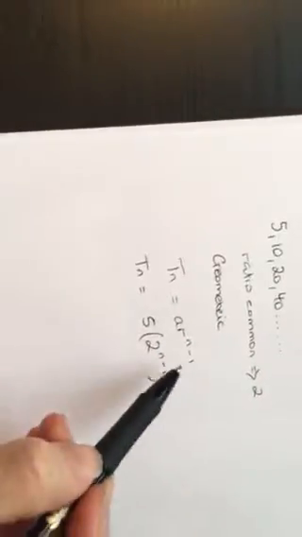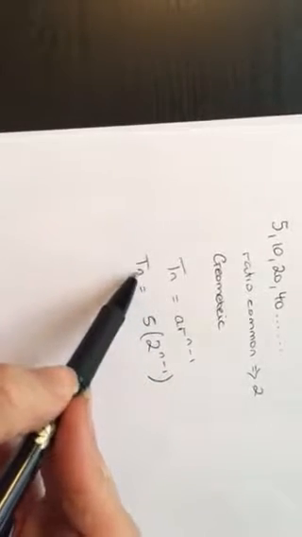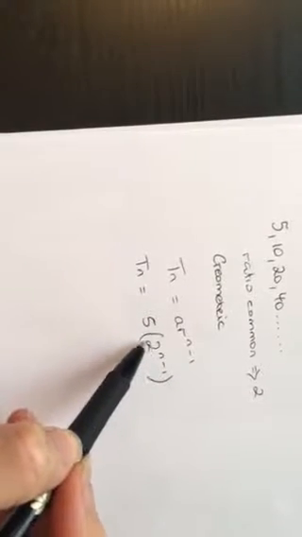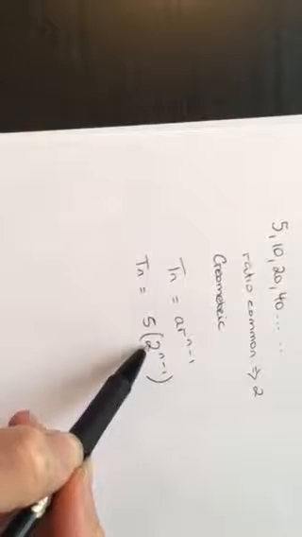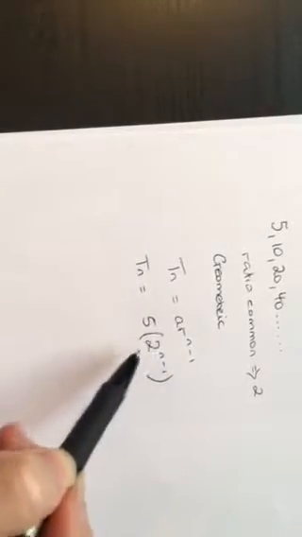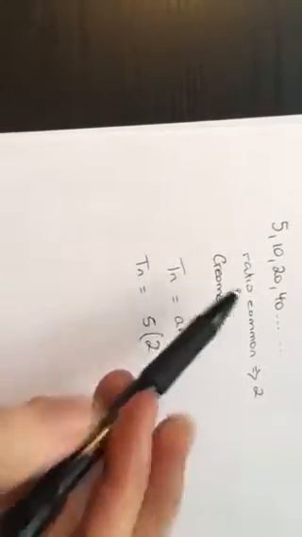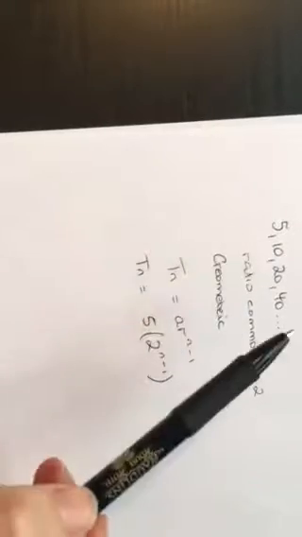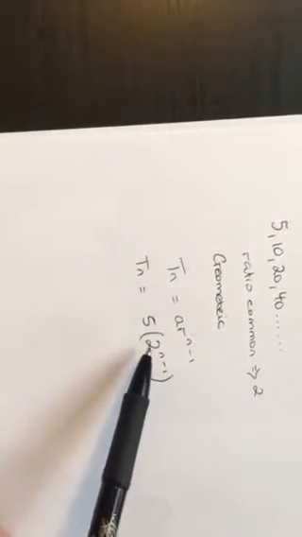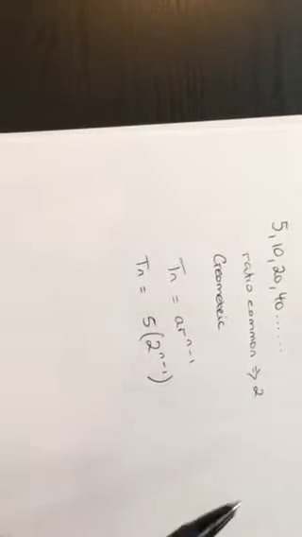Let's just check if it works. If I want my first term, then n is 1. 2 to the power of 1 minus 1 gives me 2 to the power of 0. Anything to the power of 0 is 1. That's 5 times 1, which is 5. If you want the 100th term, you throw in 100 for n, throw it into the calculator and work it out.